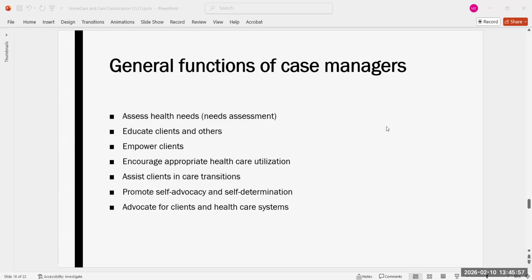So general functions of case managers, you need to be able to assess. So you assess health needs, you help to educate, you're empowering the client to make an informed decision. We're helping times of transition. We promote autonomy and self-advocacy for the client to help them know when to ask questions and when to question things.